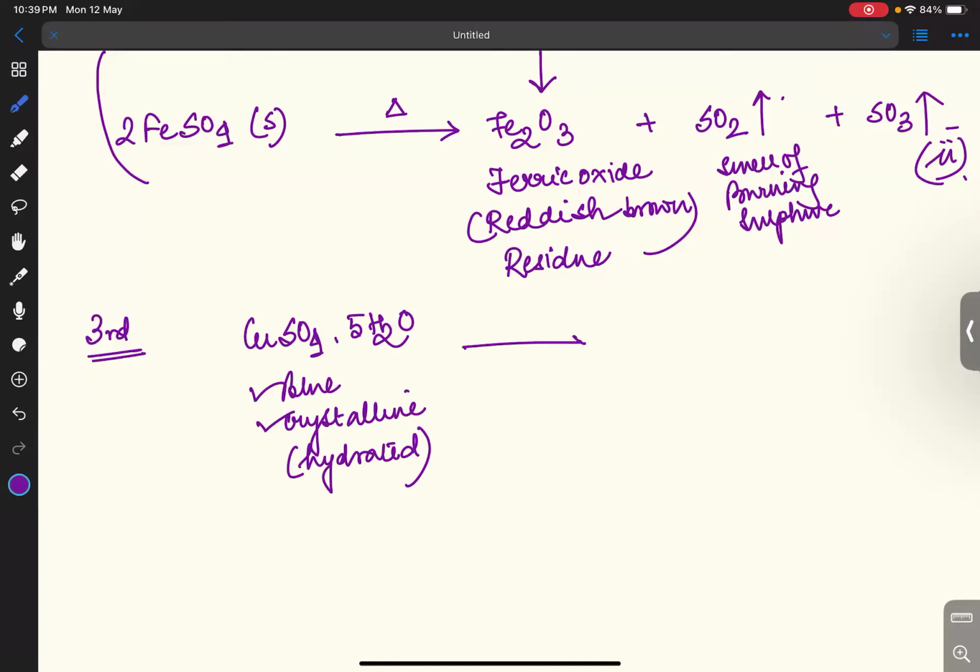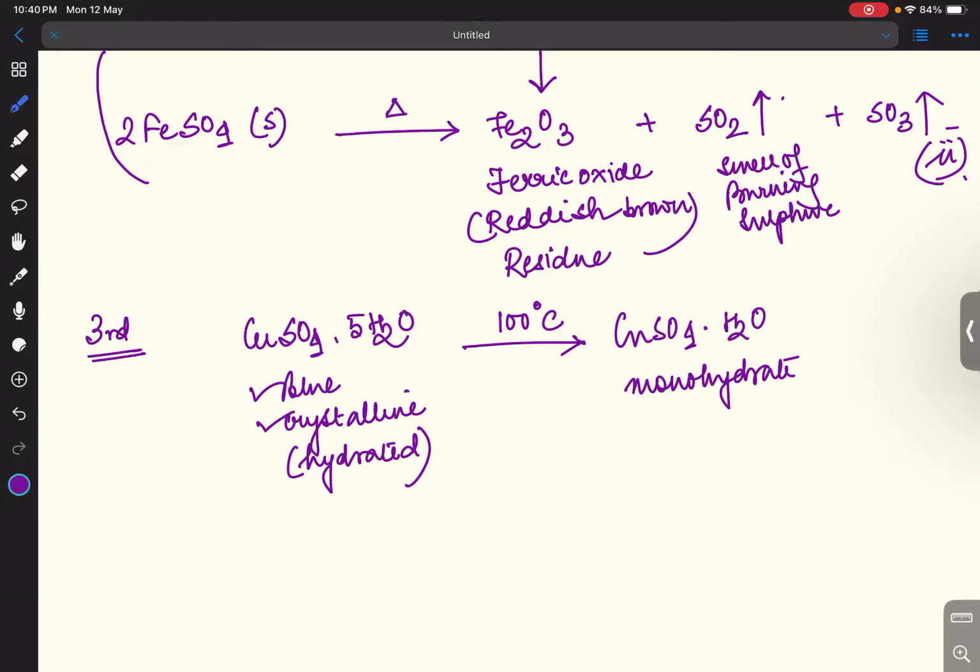And when we heat it to something around, say, 100 degrees Celsius, we will be getting copper sulfate dot H2O. That means 4 water molecules will go off. And this is called copper sulfate monohydrate, students. So it's not that initially all 5 molecules of water will evaporate. 4 will evaporate, 1 will remain, and this will give us something between blue and white. So bluish white coloration, because it has lost a lot of water molecules. Ma'am, a bit of blue will turn into white.